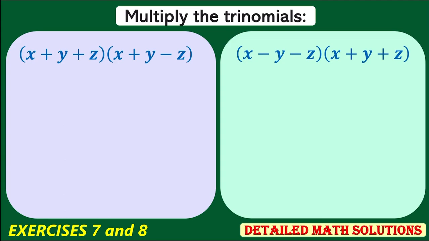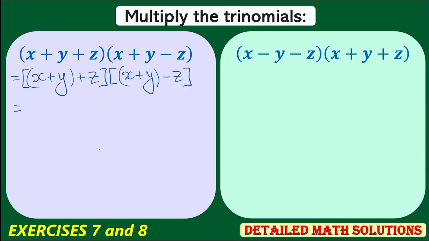First exercise. Multiply the trinomials x plus y plus z in parentheses and x plus y minus z in parentheses. In order for me to use the formulas, I need to write this expression as x plus y in parentheses plus z in square brackets multiplied by x plus y in parentheses minus z in square brackets. This way, I can apply the formula for sum and difference of the same two terms.